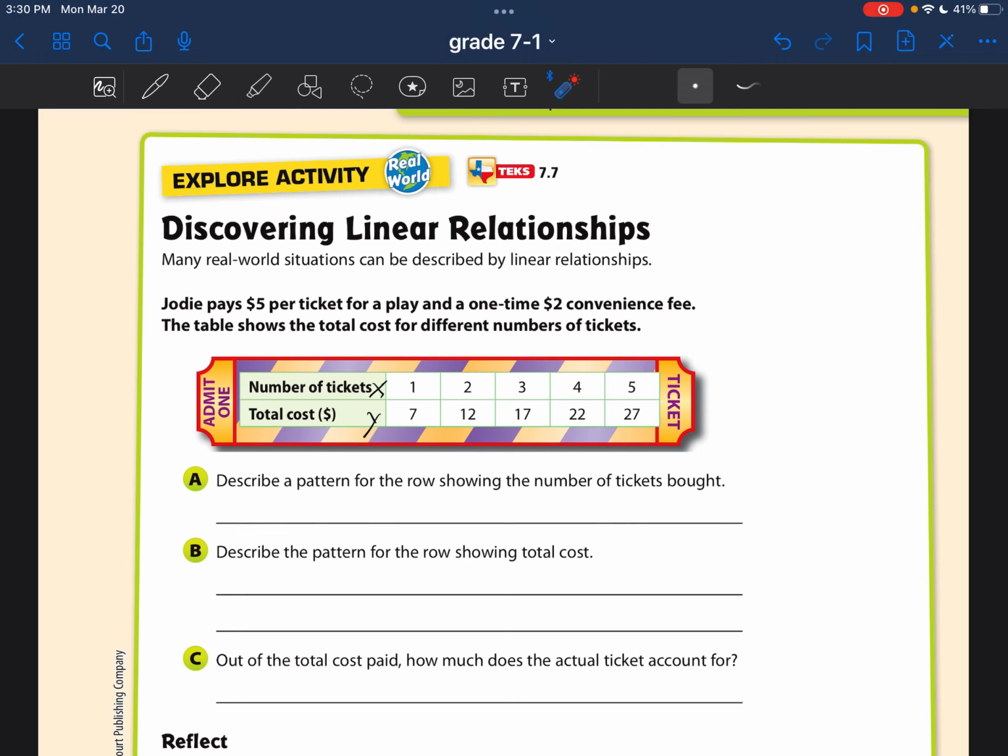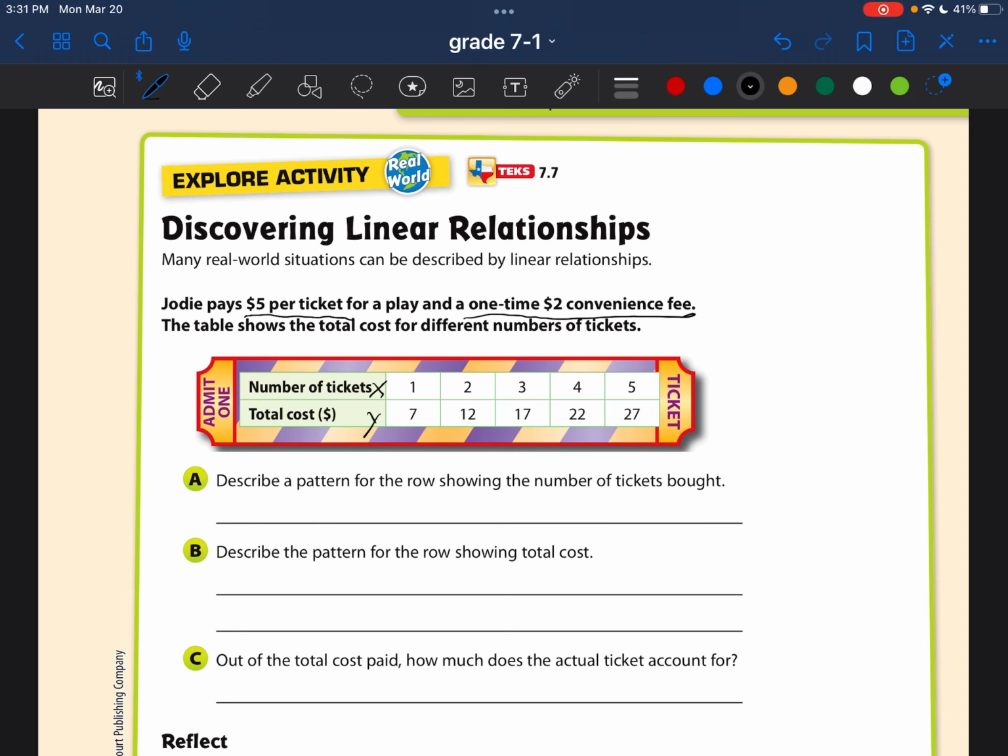Here we go. Jody pays $5 per ticket for a play and a one-time $2 convenience fee. The table shows the total cost for different numbers of tickets. So let's go ahead and underline the important parts. We know $5 per ticket is important, and one-time $2 convenience fee is also important.